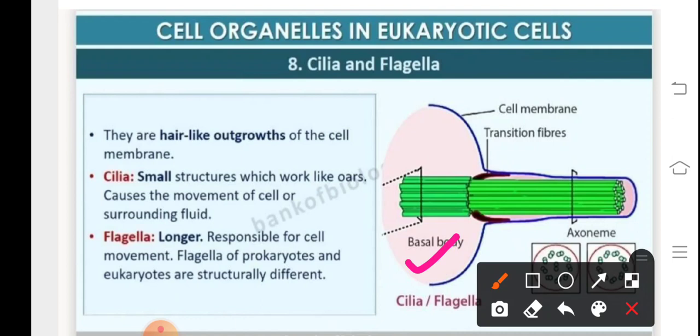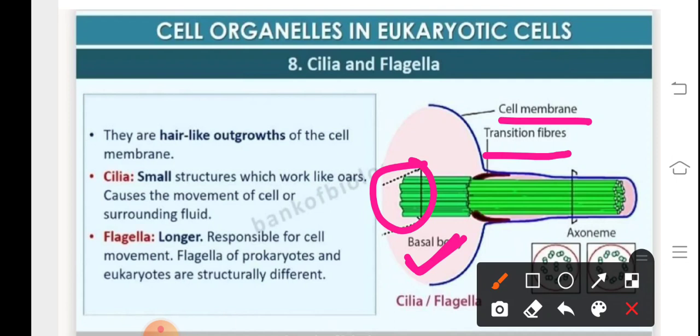The basal body or the basal granule has an appearance like that of a cartwheel, and the cilia and flagella basically arise from the basal body. The rootlets are made up of microfilaments and their function is to provide support to the basal body. The basal plate consists of central fibrils of cilia and flagella. They arise from the basal plate. We can see the transition fibers and the cell membrane.